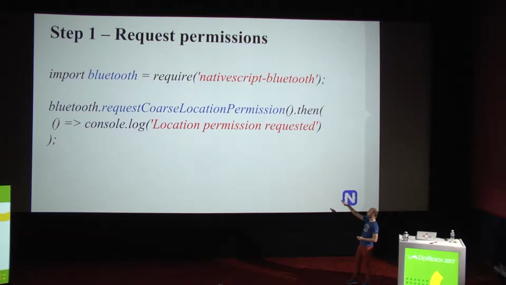So when we call request location permissions, there'll be a pop-up on your phone asking, hey, this device is trying to access these sorts of parameters. Are you okay with that or not? And if the user says yes, then we're ready to go.